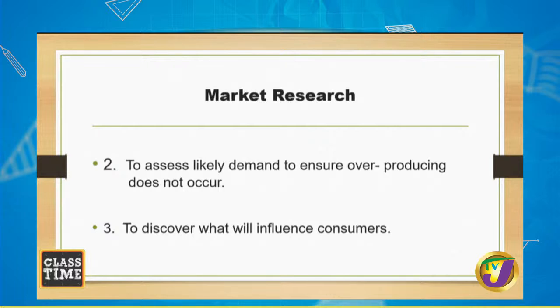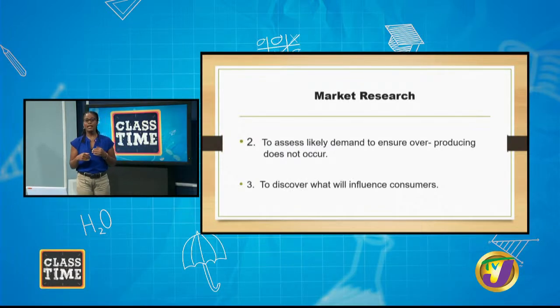And three, to discover what will influence consumers. And in another lesson, we will look at consumer behavior. We're all different. We don't have the same likes. So we have different tastes. We like different flavors, different colors, different fragrances, right? So as a market researcher, as a marketing manager, you have to find out what influences consumers. And in that way, you will be able to satisfy consumer wants. And once you're satisfying your consumer wants, then you don't have to worry about profits.